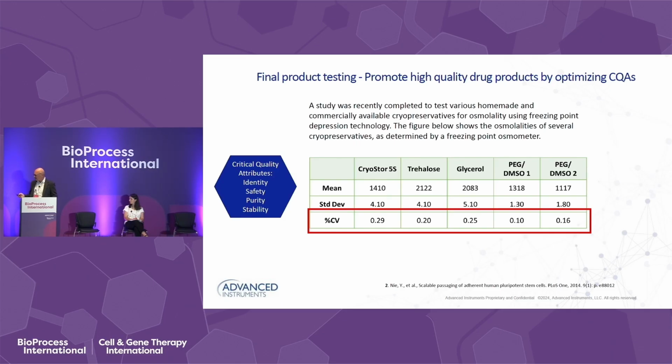The other thing I want to note here is that the osmolalities are all very different, from over 2,100 here down to 1,100 milliosmoles roughly. And it's important to understand this when you're picking your cryopreservative and your cell of interest, to assure that the correct cryopreservative is used for your cell of interest and there's no damage from the cryopreservative itself. And osmolality will help you get through that.